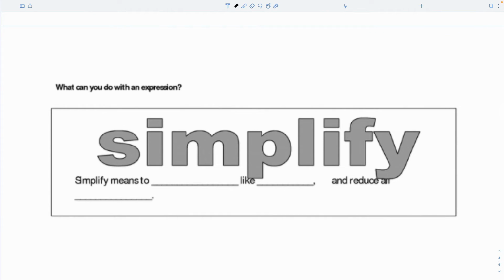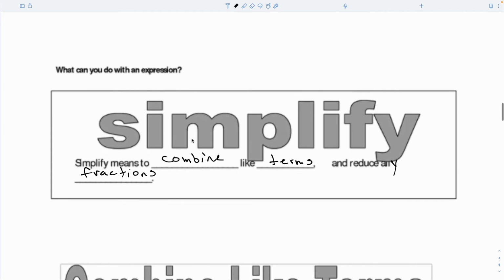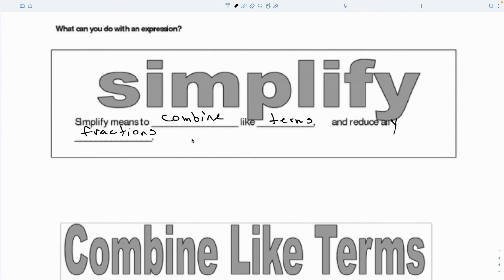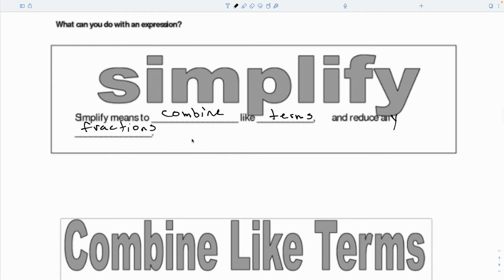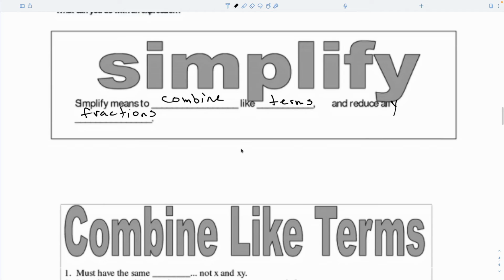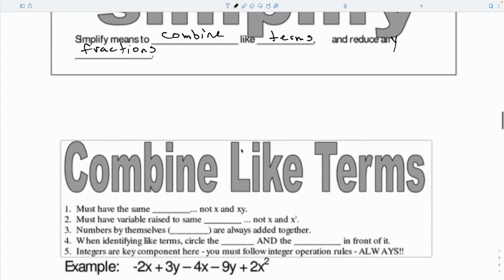What you can do with an expression: simplify. If it says to simplify, it just means to combine all the like terms and reduce any fractions. So you're going to see a lot of instructions on homework and on tests that say simplify. It's not going to be a really cool looking answer. You're going to want to do more with it, but it's just going to have all those simplified together. It could be 3 different numbers, and that's your stopping point.